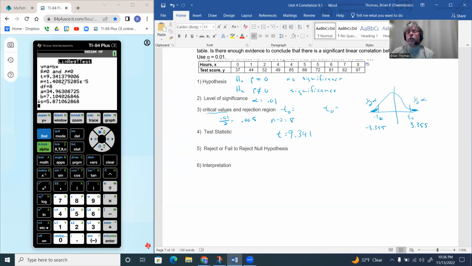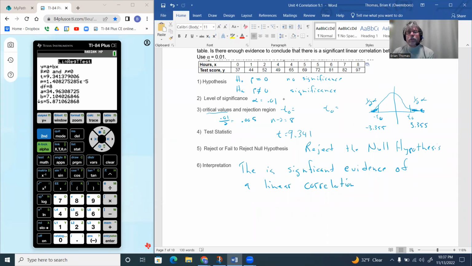So 9.341 is going to put us to the right of 3.355, and that tells us to reject the null hypothesis. The null hypothesis means, like I said, no significance. That means we're looking at the alternative hypothesis, which means there's a significant relationship here. So the interpretation is that there is significant evidence of a linear correlation. And the graph also verified that.